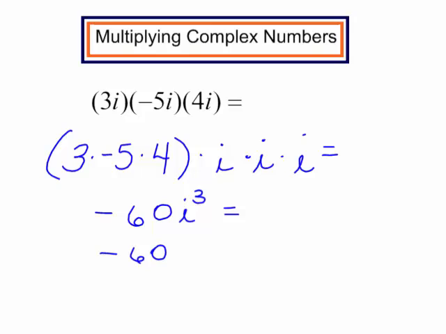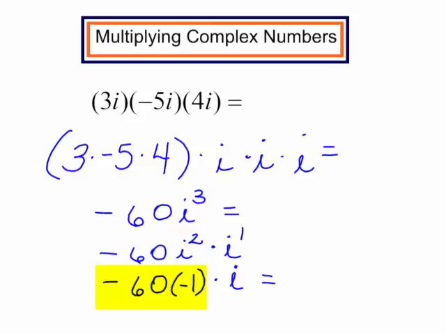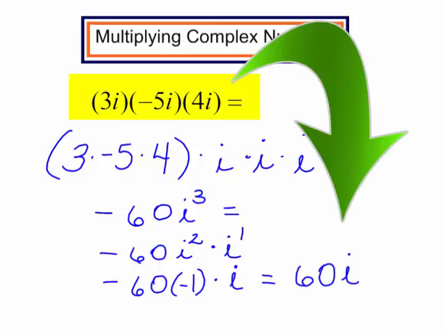i to the third is the same as i squared times i to the first. Remember, the product of powers, when you multiply the same base, you add those exponents. But i squared is -1. So I will now have -60 times -1, which is a positive 60, times i. The product of these complex numbers is 60i.